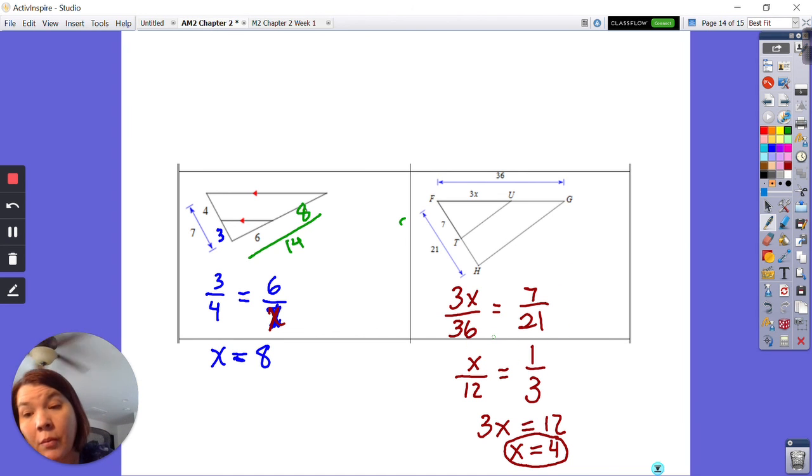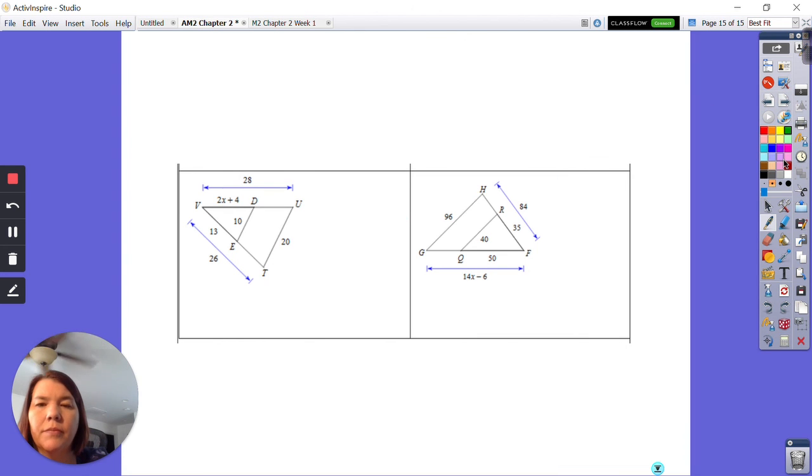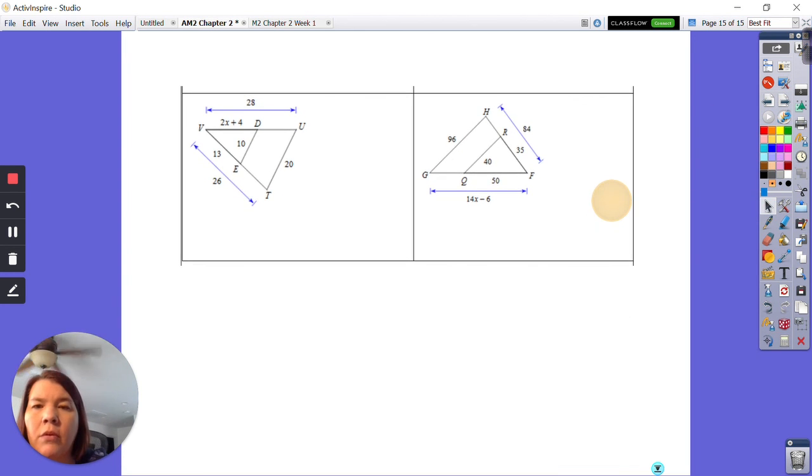And then you have these two. And these two, you're going to have to use part over whole again, and you can also use the 10 and the 20, the other two sides. So see what you can come up with. And so you can see the answers here: x is 5 and x is 9.